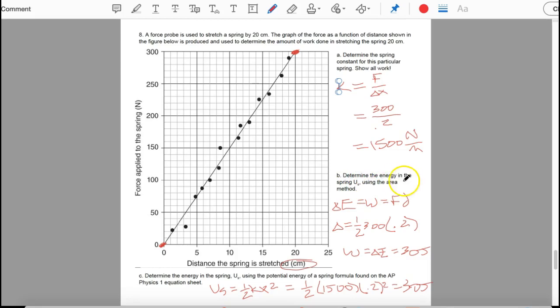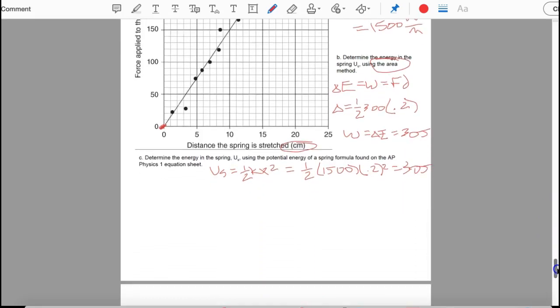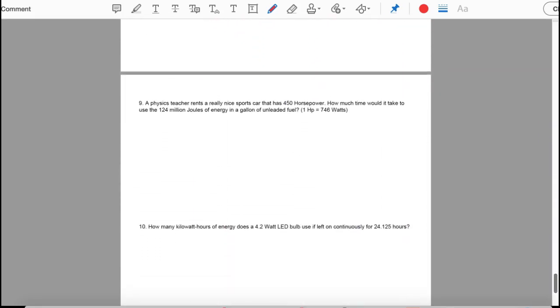So we found it using the area, and then we went back and we found the energy in the spring using our good friend, the spring energy equation. And that is almost the end.